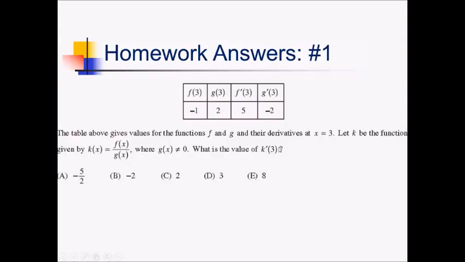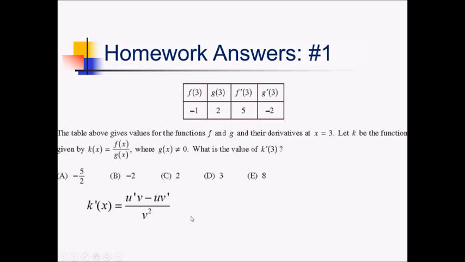On this problem, I'm given a table with values of f and g at x equals 3, and we have the k function, which is f of x over g of x. We want to figure out k prime of 3. Well, I've got a quotient, and there's no other way to do this, so I'm going to have to use the quotient rule, u prime v minus uv prime over v squared.